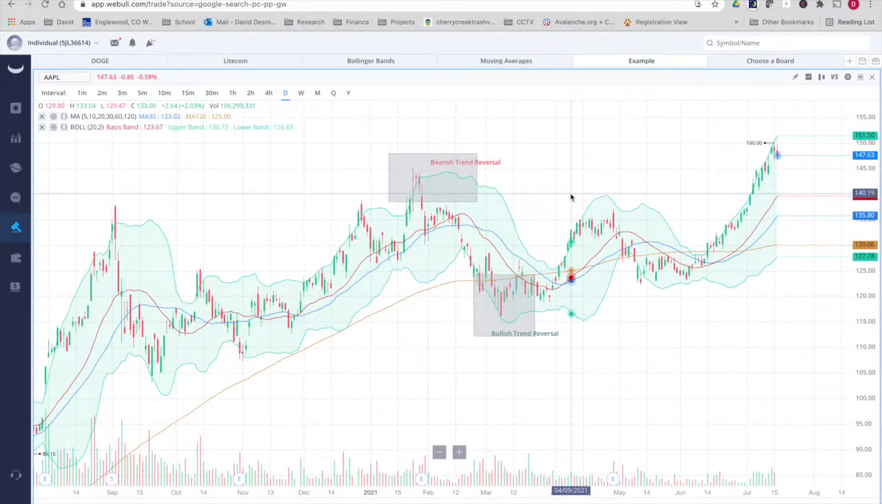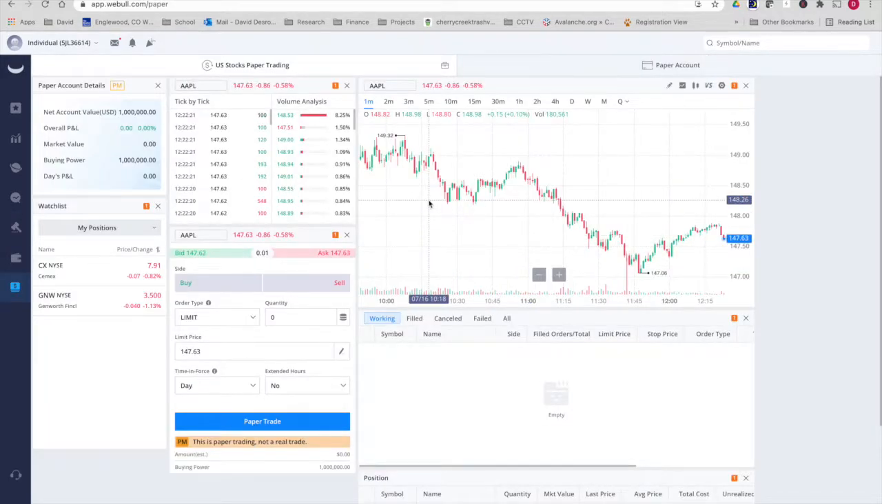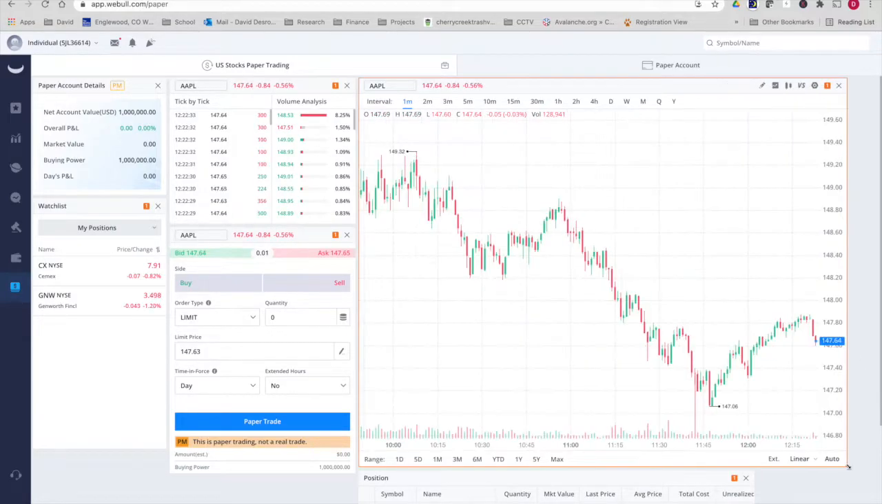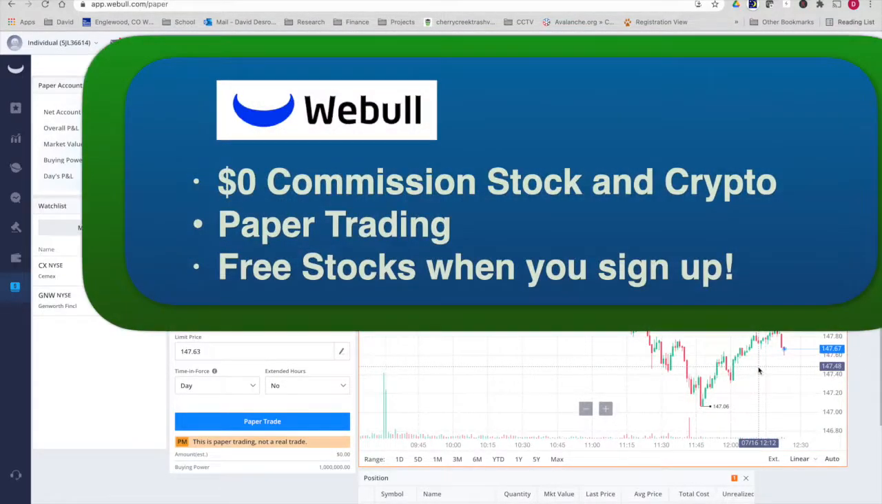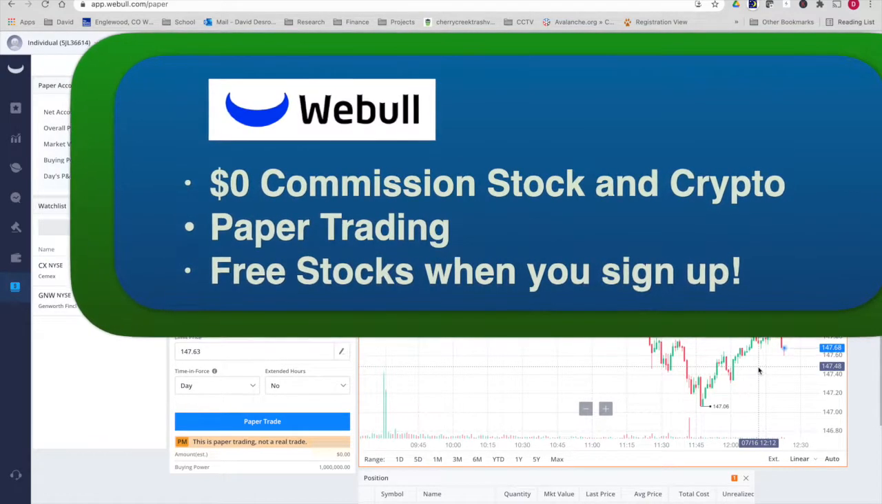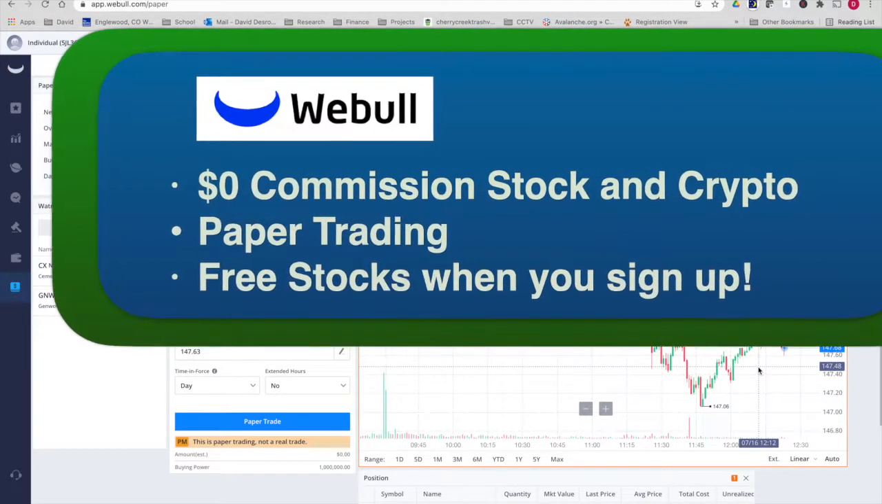Luckily, brokerages like Webull, that I'm using here, have a built-in paper money trading feature, which lets you trade virtual money with no risk to your actual account. So you can practice with all the indicators that I've shown here and do all of the same trading with virtual cash.